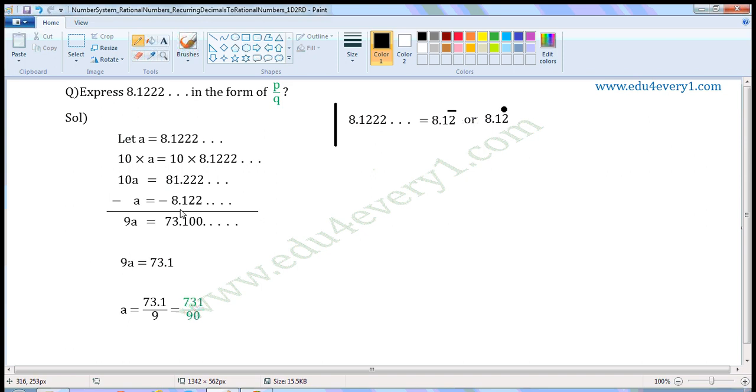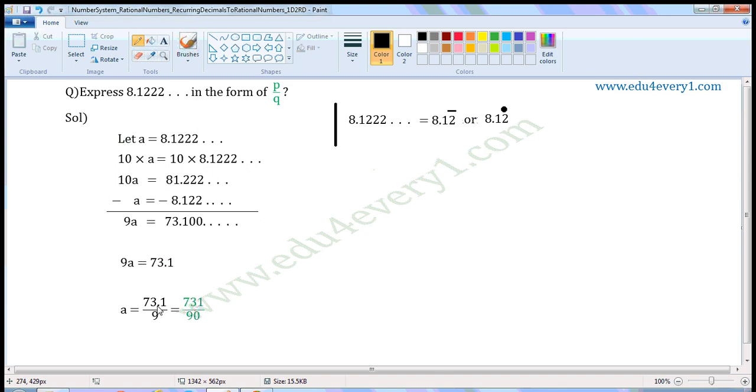Now put the decimal point exactly below the decimal point. So it becomes 73.100 and so on. Ignore the zeros after the 1. So we can write it as 9A is equal to 73.1. This is the left hand side of the equation. This is the right hand side of the equation. 9 is the multiplier of A. When 9 is transposed to the right hand side, it becomes divisor. So A is equal to 73.1 by 9.